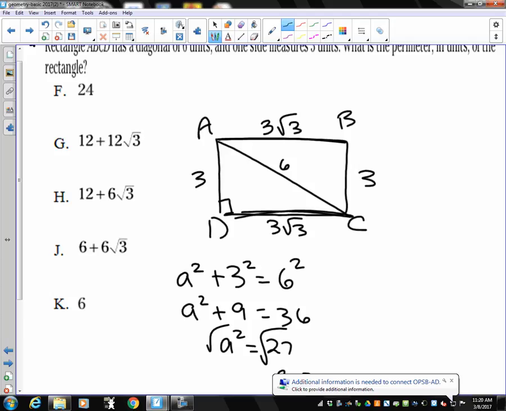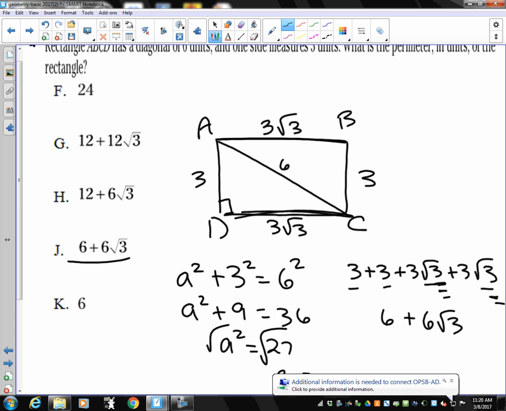Now, all we have to do to get the perimeter is sum all the sides. When we do the perimeter, we wouldn't count the diagonal. So the left and right sides are a 3 and a 3, and the top and bottom are 3 square roots of 3 plus 3 square roots of 3. The 3 and the 3 give me 6. When we add and subtract radicals, we leave the radicand alone, and before I can add or subtract radicals, the radicand has to be the same. So 3 square root of 3 plus 3 square root of 3 would be 6 square root of 3. So our perimeter is 6 plus 6 square roots of 3.